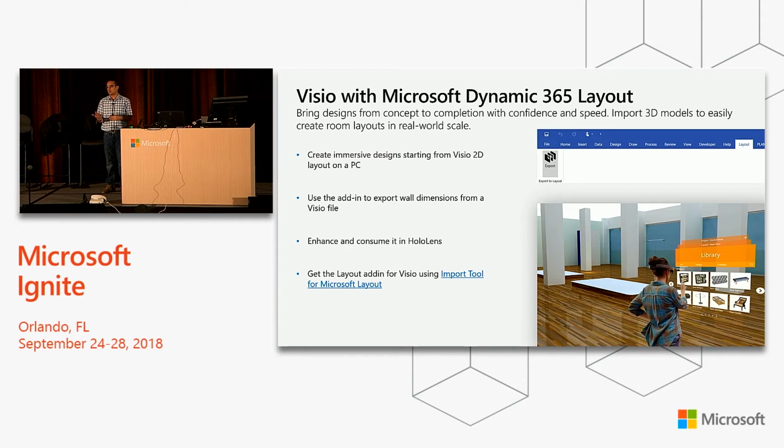The dimensions or diagrams that have already been created as a CAD drawing or a Visio drawing, and already exist in your organization, you use those, quickly push that to Layout, and then when you are working on that layout in the application in HoloLens, you can utilize your Visio diagram. So that add-in is already available. You can download that and start working with Microsoft Layout.